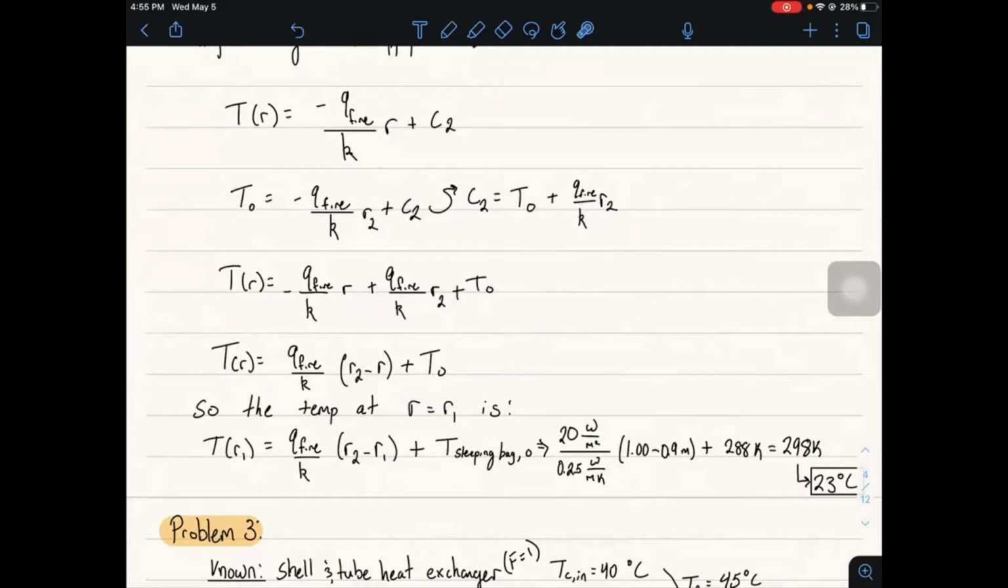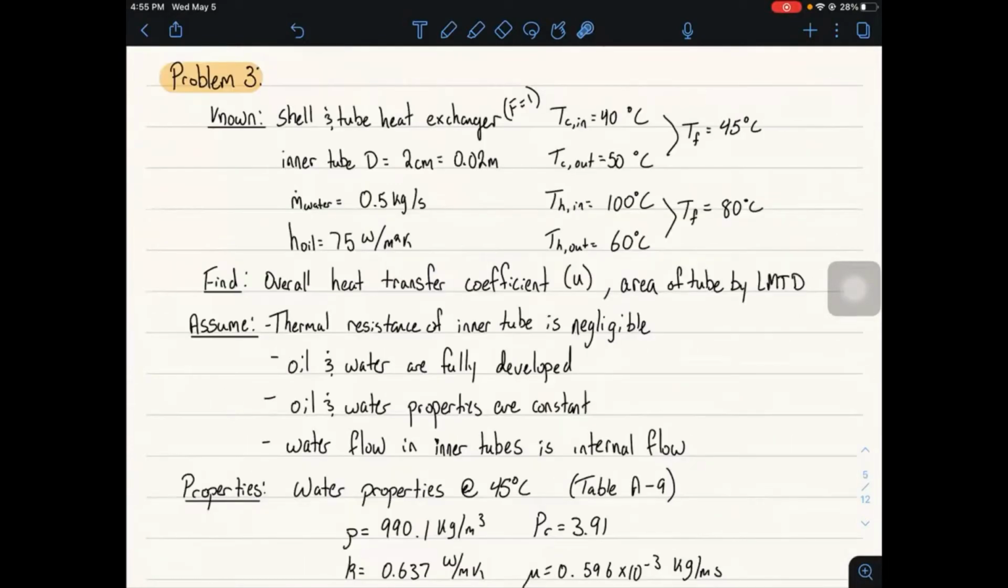And this covers learning outcomes 2A and 2B. Then for problem 3, we want to cool hot oil with water in a shell and tube heat exchanger. Since we know it's a shell and tube heat exchanger, we know the friction correction factor is 1. And so I give you all the values.